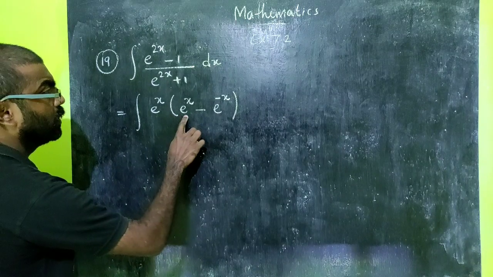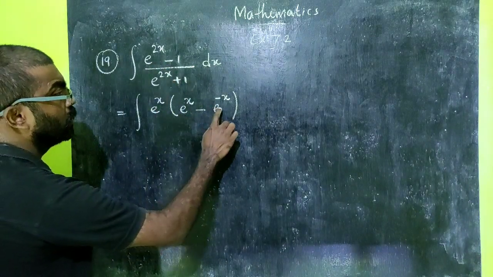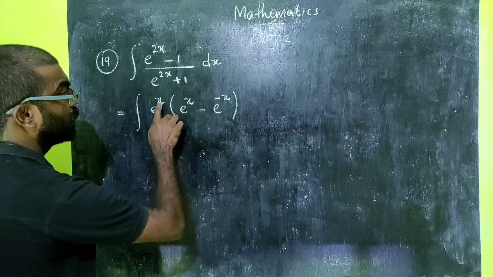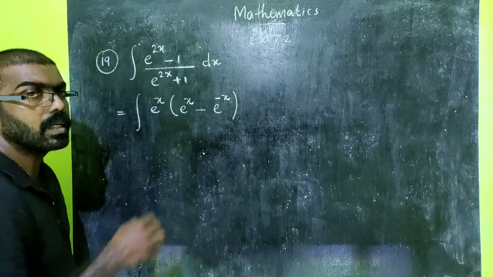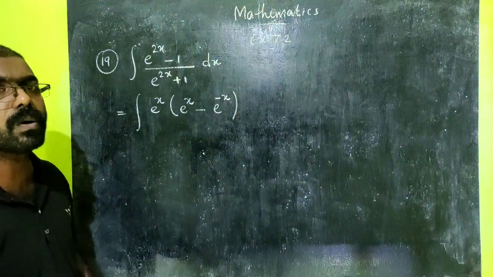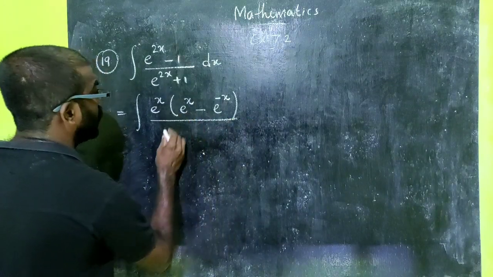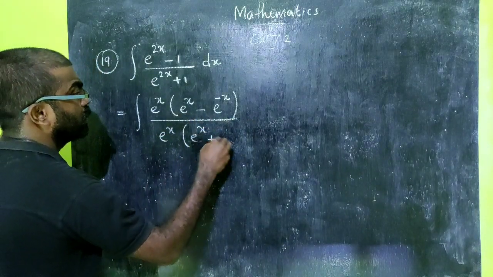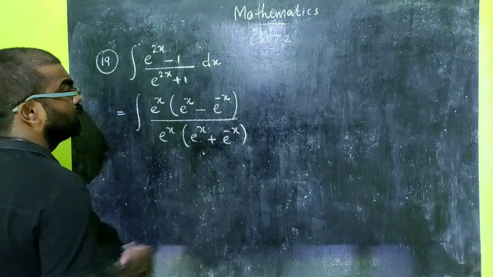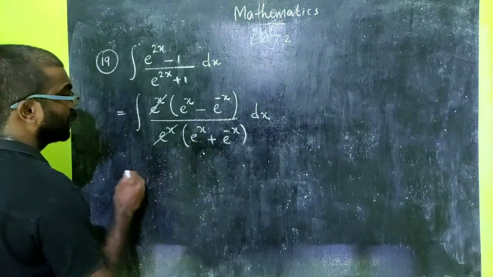E raised to x into e raised to x is e raised to 2x. E raised to x into e raised to minus x, by the power rule, x plus minus x, x and minus x cancel. We get e raised to 0. Any number to the power 0 is 1. Okay. Similarly, we can change the denominator: e raised to x into e raised to x plus e raised to minus x. This time we can cancel. Now we can make the substitution.